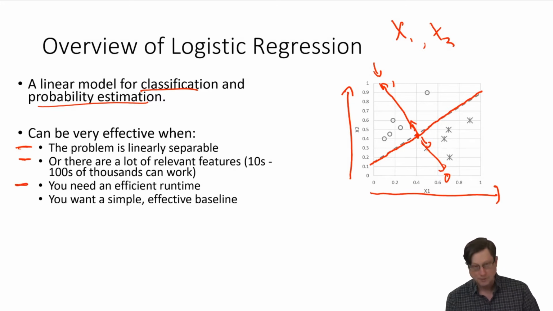Another good thing about logistic regression we'll see is compared to some of the others, it's very efficient with runtime. That is, when you're applying the model in practice, it can go very, very quickly. And it's also relatively easy to learn compared to boosted trees and neural networks and some of the other options. And another good thing about logistic regression is you can always use it as a simple, effective baseline.